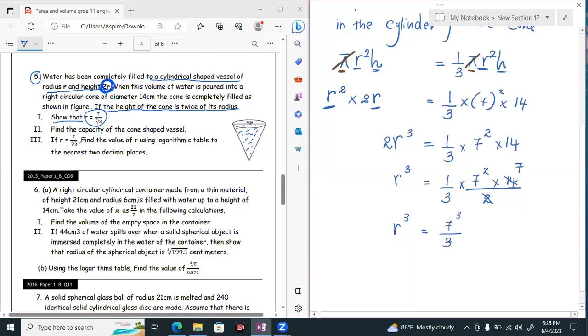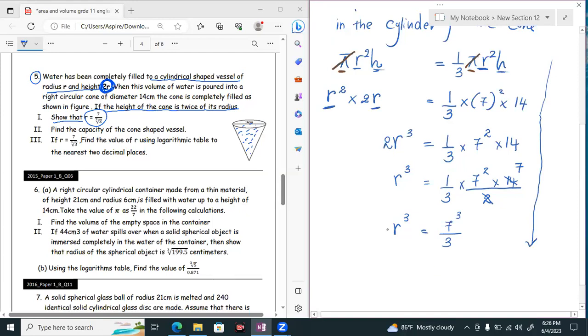Is it clear up to this one? Is it clear to you up to here? Is there any doubt up to here? If so, please let me know. Okay, then what you have to do now is find r. You have to show that r.